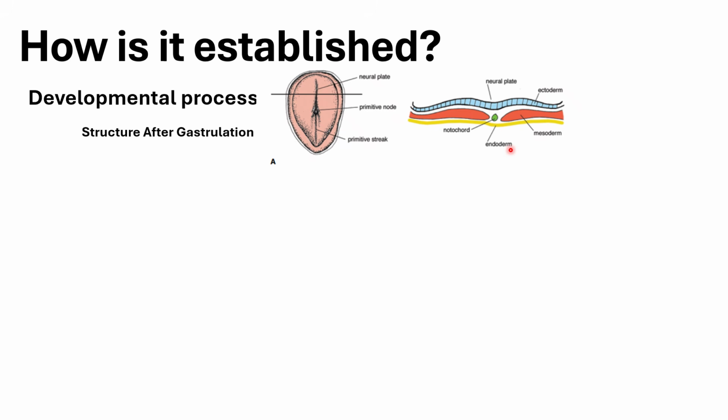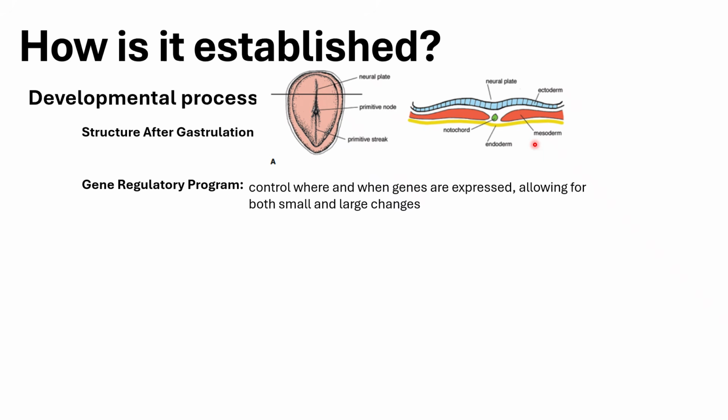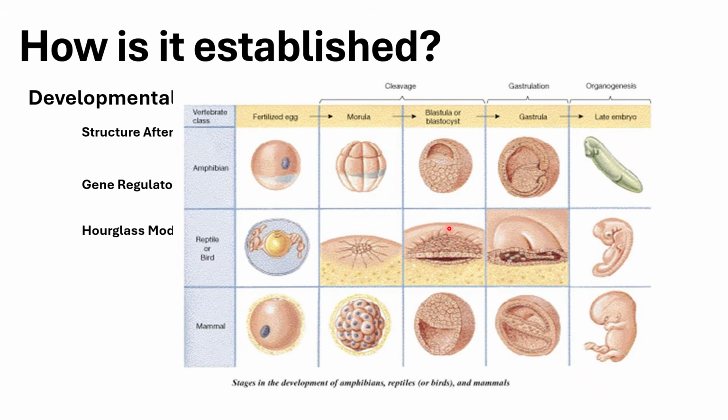The notochord is a specialized part of your mesoderm actually, and it's quite specialized because, as we said earlier, it plays a very important role in signaling all the other cellular members of the different germ layers to go where they need to go and to differentiate into the cells that they need to become. Okay, so again, the gene regulatory program controls where and when these genes are expressed, allowing for both small and large changes. So again, the hourglass model of development, hourglass because varied and then common, and then varied again. Okay?